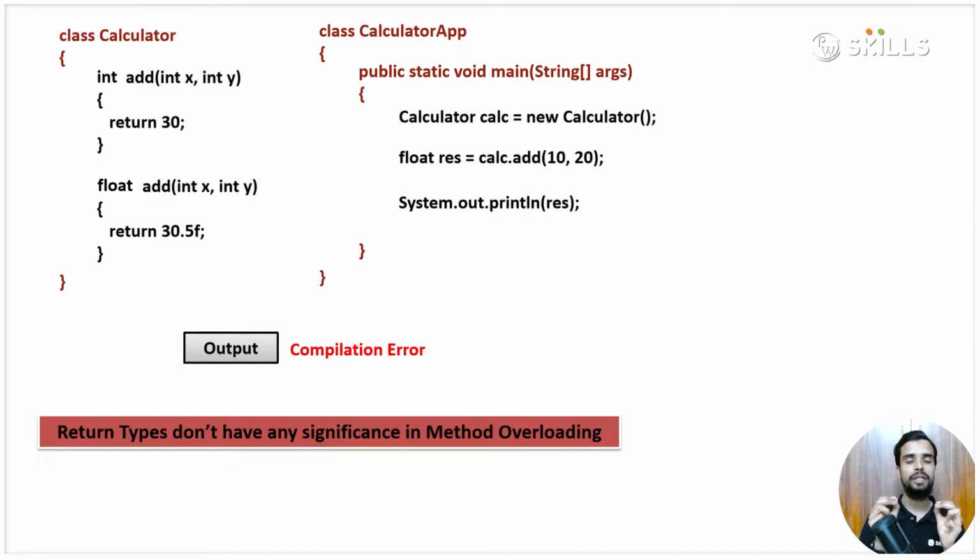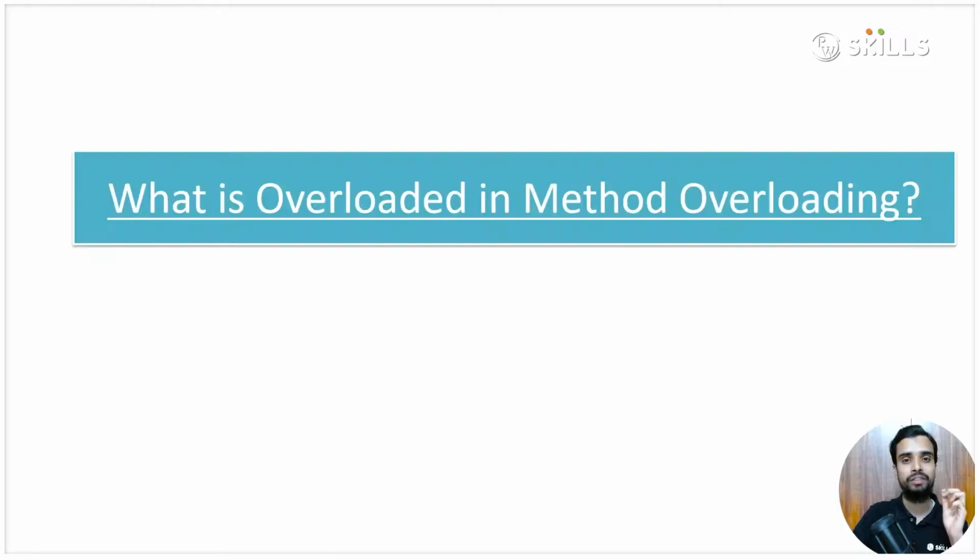You have to immediately remember this rule: in Java, for the process of method overloading, return types don't have any significance at all. That means, straightforward, whenever you see two methods with the same name and the same parameters, immediately the output would be a compilation error.